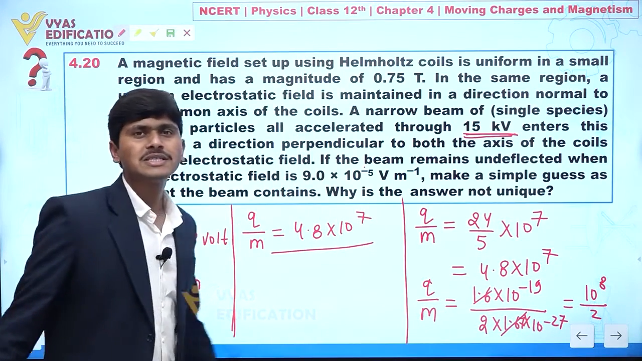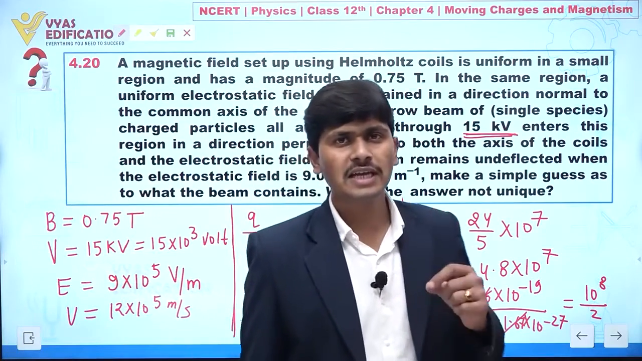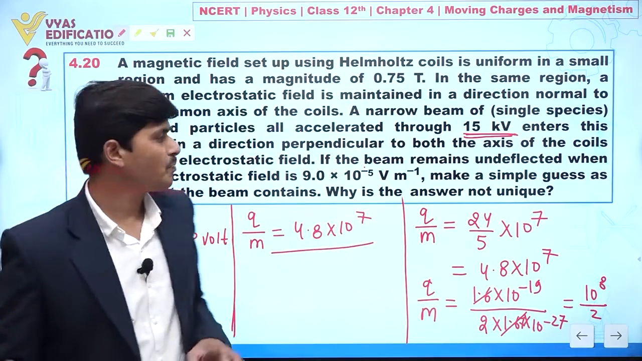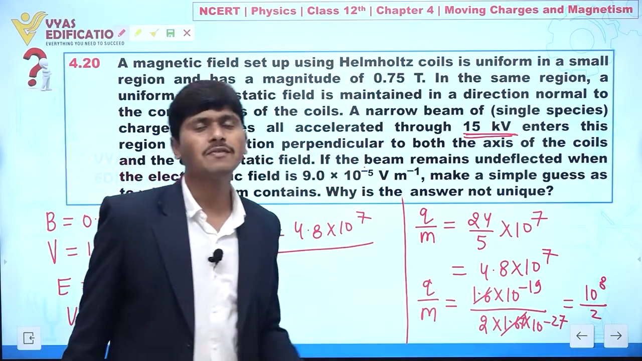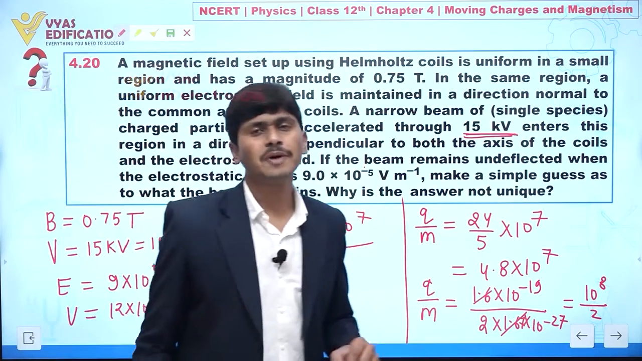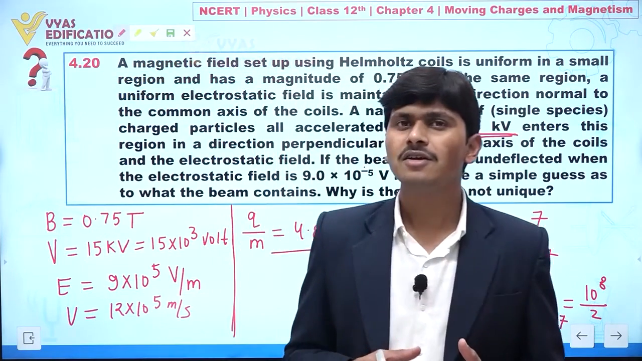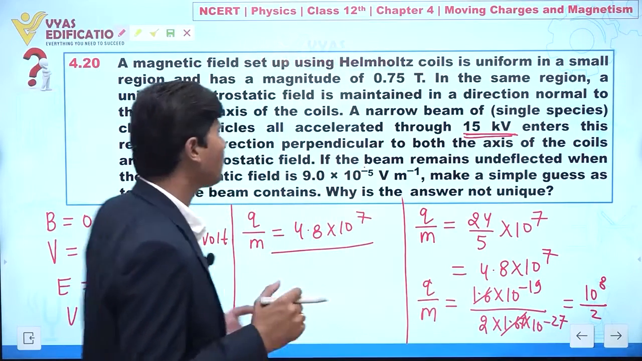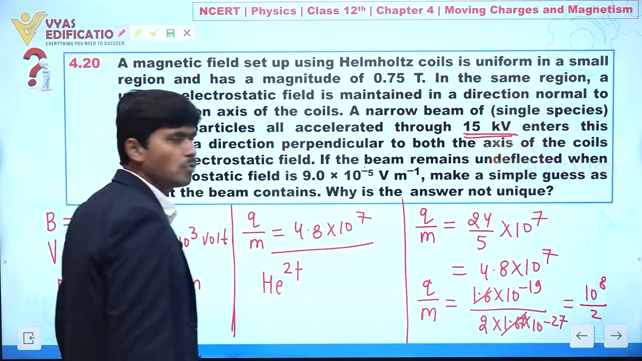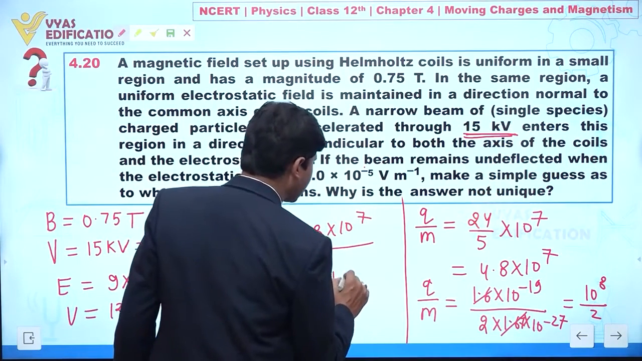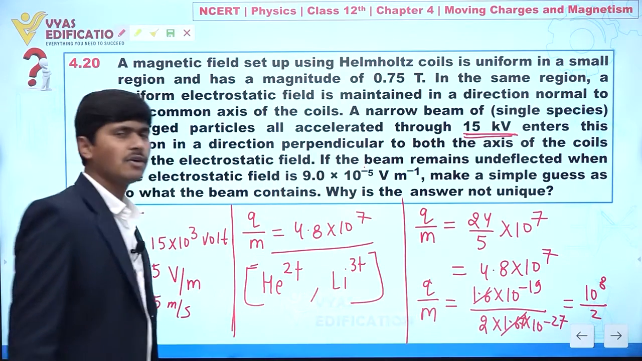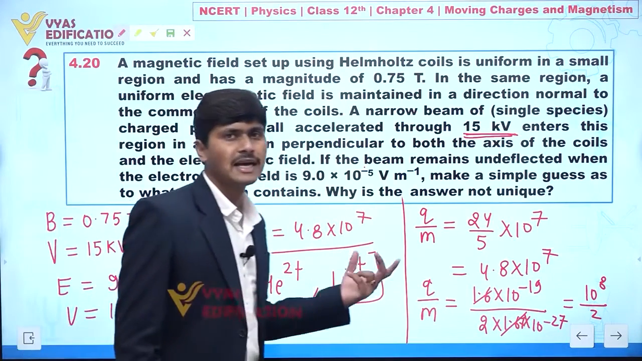So from here you can say the Q by M ratio that we get from this calculation is approximately the same as the Q by M ratio we get for the deuteron. Clear? So it may be a possibility that this charged particle is a deuteron. But actually we have 2 more particles. Let's suppose I say He2 plus and Li3 plus. So let's suppose we have 2 more particles, He2 plus and Li3 plus.